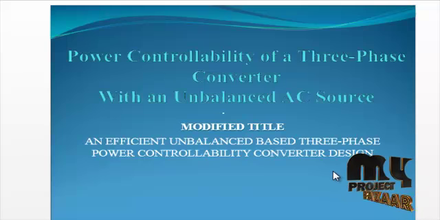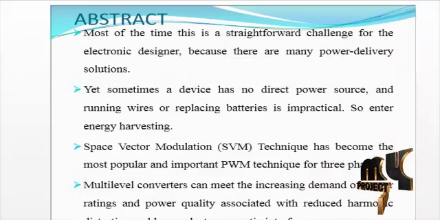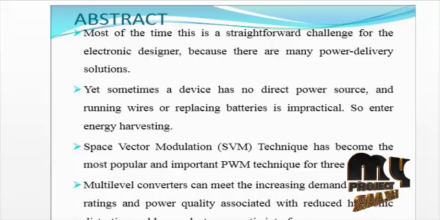The product title is Power Controllability of a 3-phase converter with an unbalanced AC source. In the proposed system, a new type of DC to 3-phase AC converter uses modulation techniques for the modified DC to AC inverters. These techniques are used in the grid connected to the 3-phase AC. This DC to 3-phase AC conversion technique can reduce the system leakage current a great deal and can reduce the harmonics to meet the desired standard.